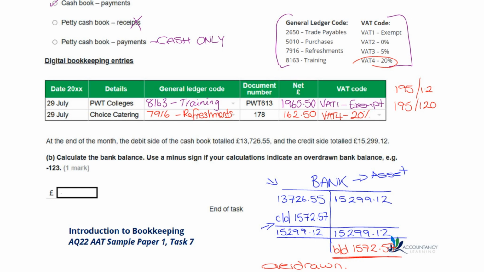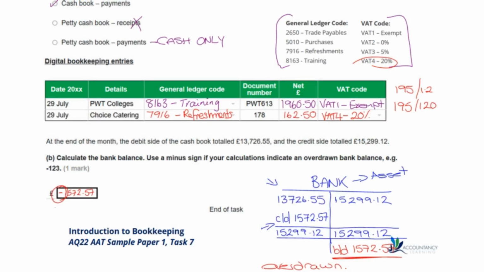So our answer is going to be minus 1,572.57. And don't forget, you need to put that minus figure in as the question tells you. That's the end of task 7.